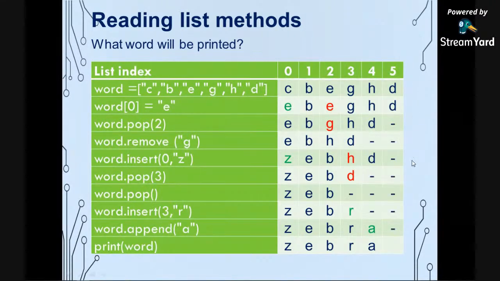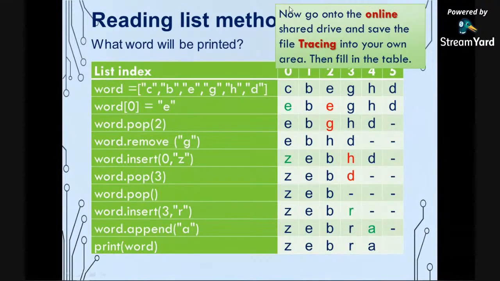What I would like you to do now, so obviously these sections here have nothing in them, so they wouldn't print anything. What I'd like you to do now is go onto the online shared drive, that is a tiny URL, save the file tracing into your own area onto your computer, and then fill in that table, okay? So hopefully you can look at this example here to help you figure out how that works. Fill in that table. You should end up getting a particular word at the end.